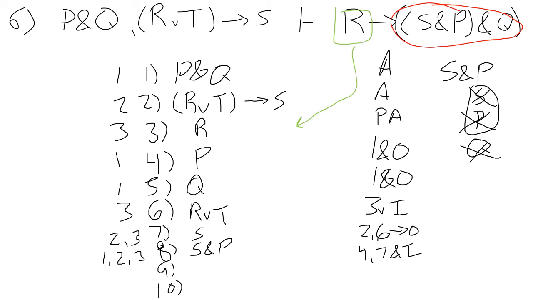Then we need to add in our Q. And that's going to be 5 and 8, ampersand in. And so that's going to be 1, 2, and 3 again.